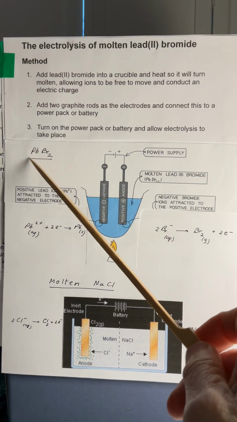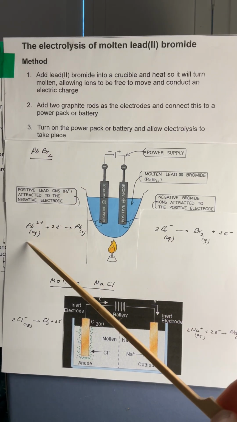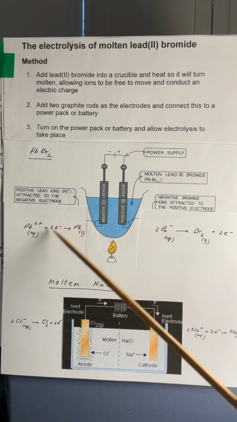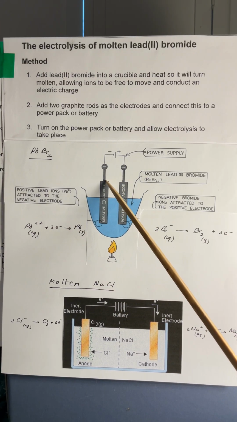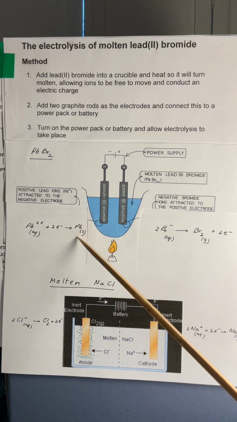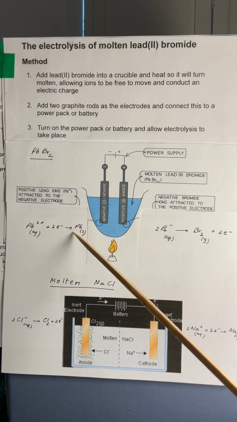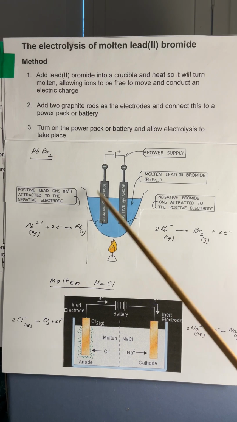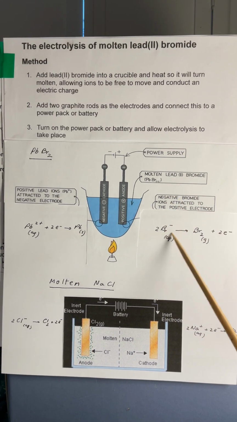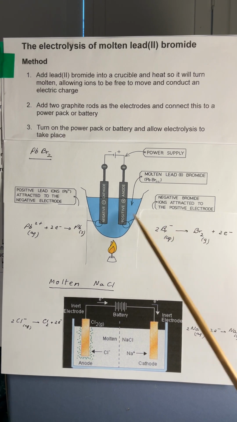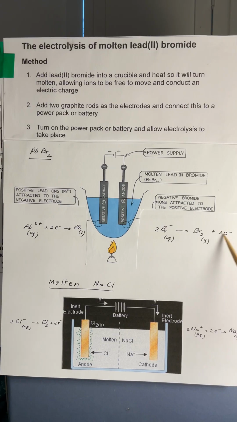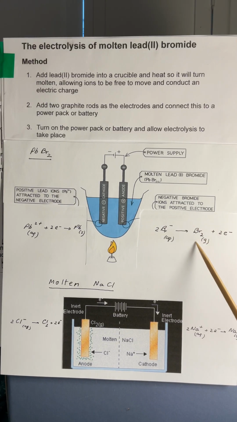Now, when this is molten, you will have positive charge lead ions that will go to the negative electrode, take 2 electrons, and sediment as lead metal. Then the bromide, negatively charged, goes to the positive anode, releases the electrons, and becomes bromine gas.